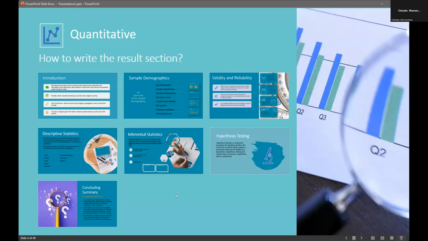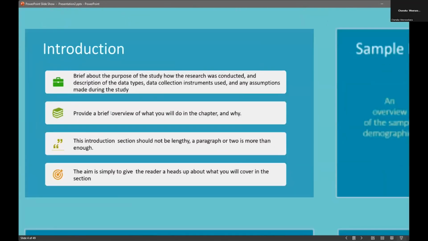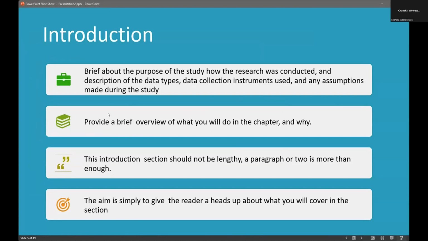So let me repeat it again, starting with an introduction, then sample demographics, after that validity and reliability, then descriptive statistics, then inferential statistics, then hypothesis testing, ultimately concluding summary. So let us go one by one. First, I would like to go into the introduction part. So under the introduction, what are the things we should mention? That's what I'm going to discuss here.